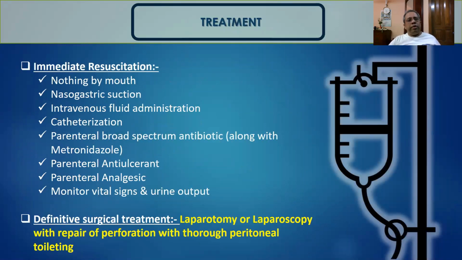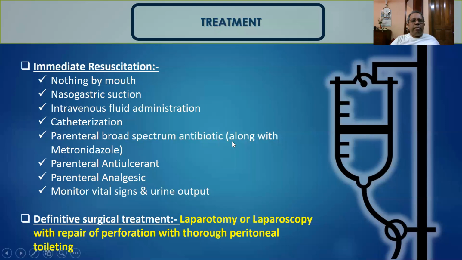What about the treatment? Whenever there is a perforation, don't go for further injection. So stop nil by mouth, and put in a nasogastric tube. Aspirate all the contents of the stomach. So the stomach is empty, and no further contamination of the peritoneal cavity happens. Then correction of the fluid and electrolytes.